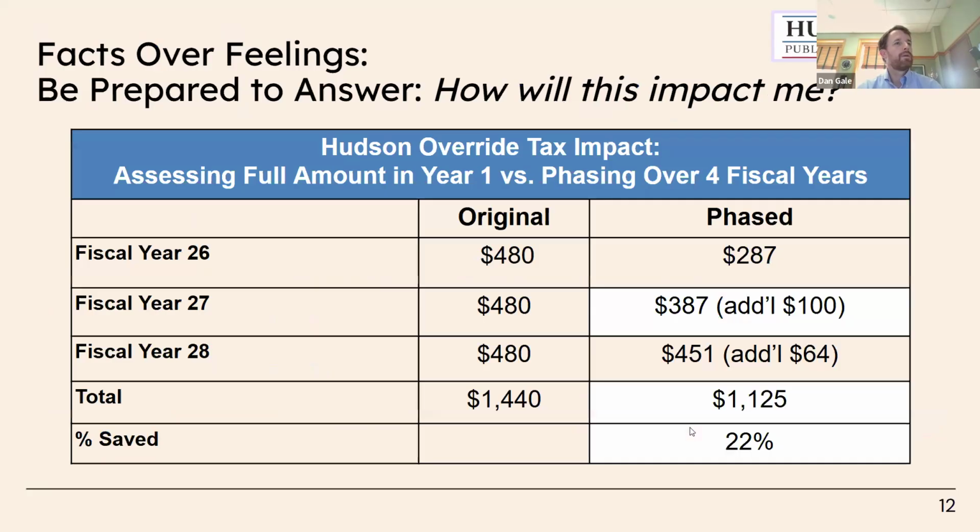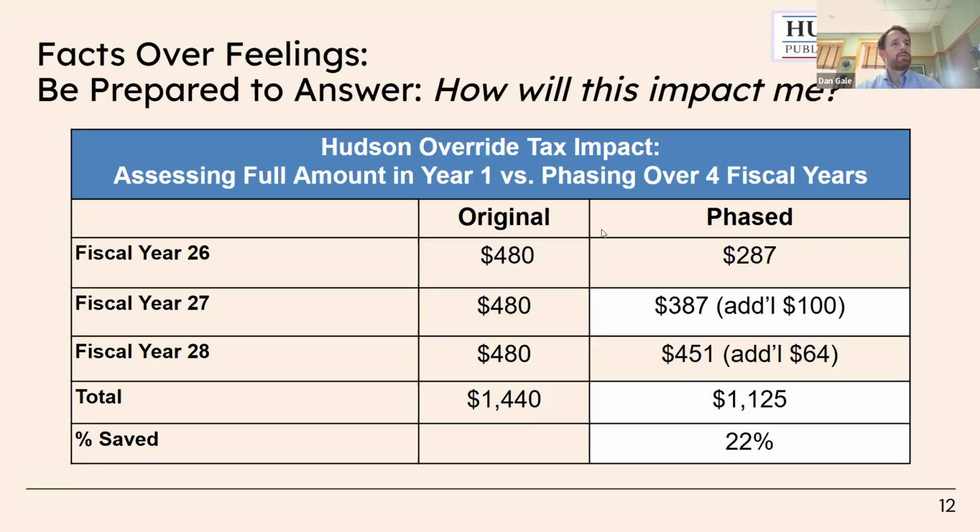And then we had this table here just to show estimated tax impacts. You can get this, like I said, on the Department of Revenue tax impact calculator. If you Google tax impact calculator, you'll be able to estimate. You can put in the amount of the override, and this was our phased in approach. So instead of doing 480 in the first year, we were able to only do 287 the first year, then an additional 100, then an additional 64. So eventually, the override was a lower amount for the town.